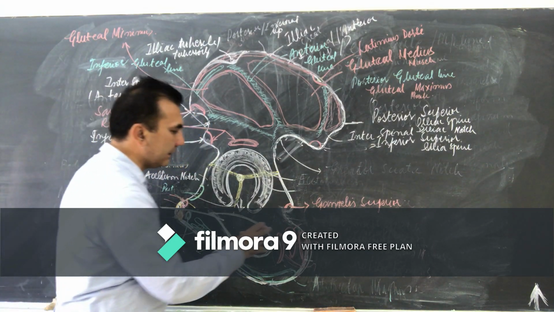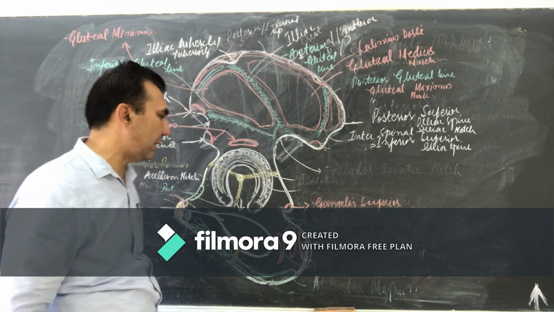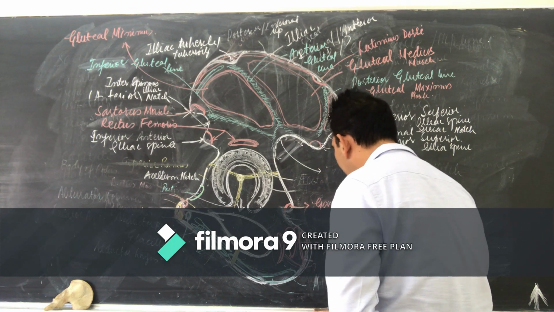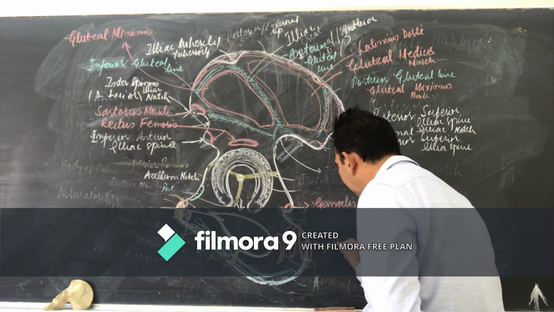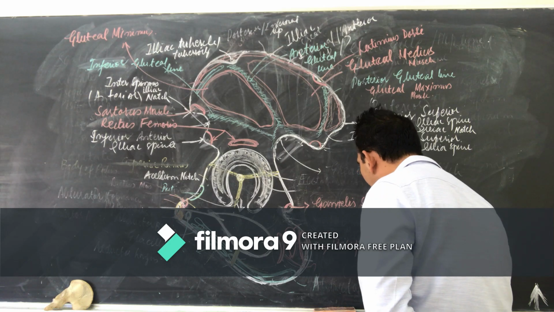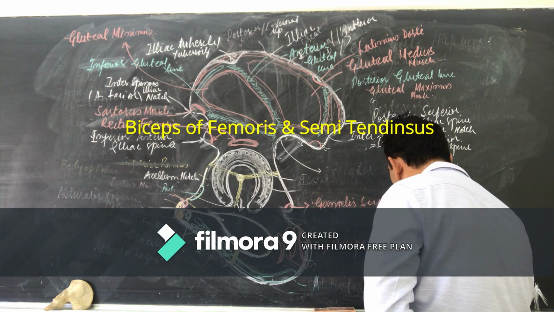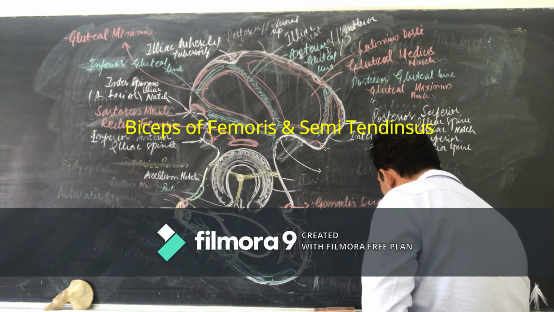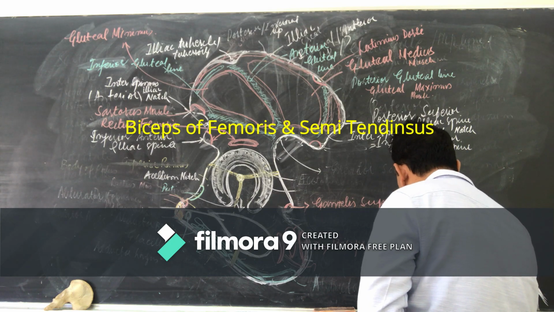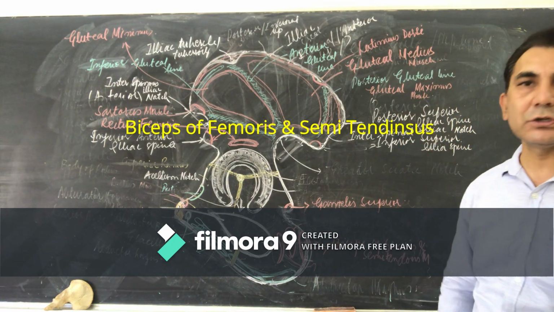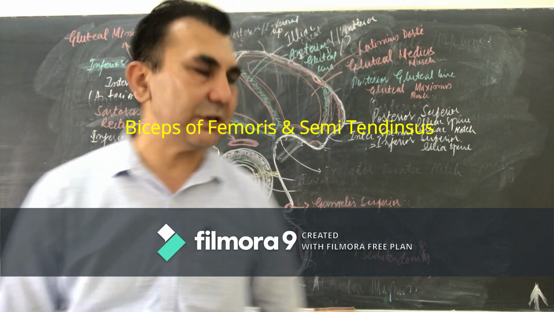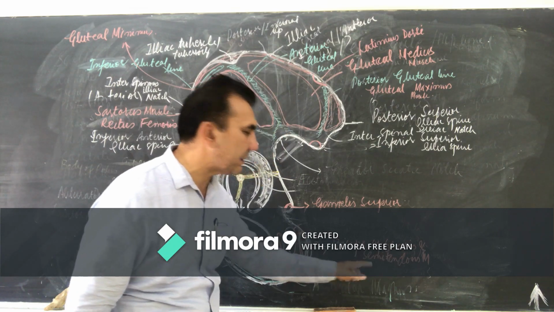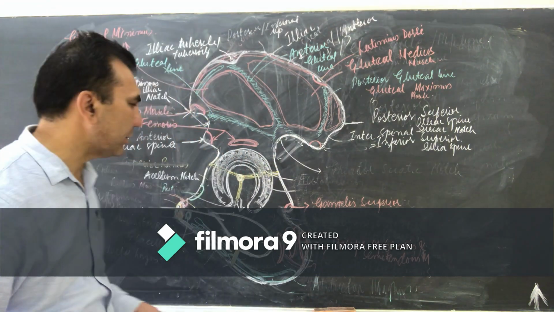This ischial tuberosity has three areas. The posterior surface, the rough area of the ischial tuberosity, is for the attachment of the biceps femoris and the semitendinosus muscle.